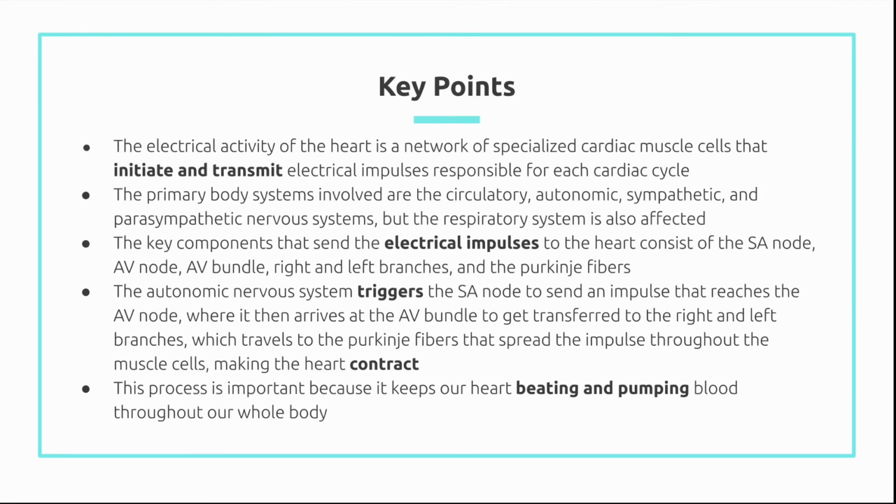The autonomic nervous system triggers the SA node to send an impulse that reaches the AV node, where it then arrives at the AV bundle to get transferred to the right and left branches, which travel to the Purkinje fibers that spread the impulse throughout the muscle cells, making the heart contract. This process is important because it keeps our heart beating and pumping blood throughout our whole body.